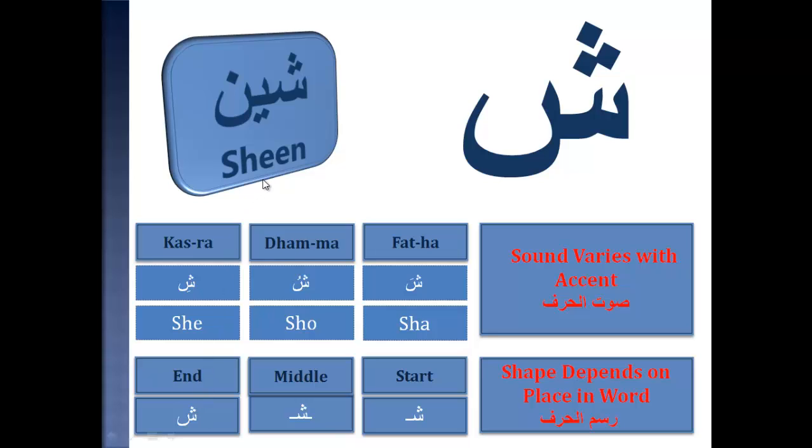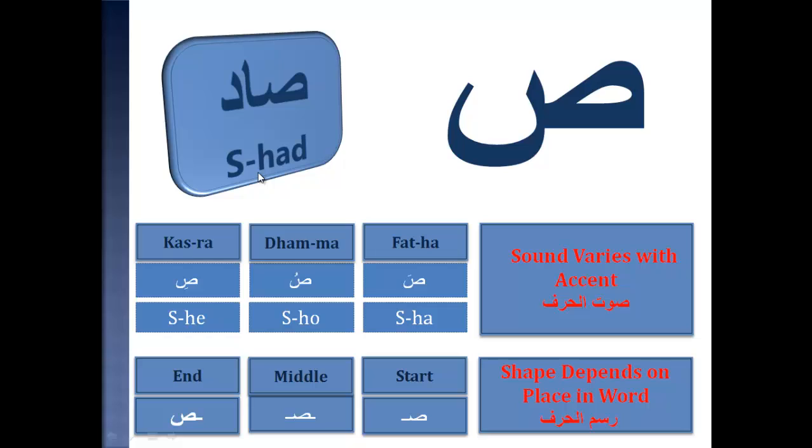The next letter is shin. The three basic sounds are sha, shu, and shi. Similar to the sin, only the front part appears in the start and the middle, and the full shape of the letter is written at the end of the word.